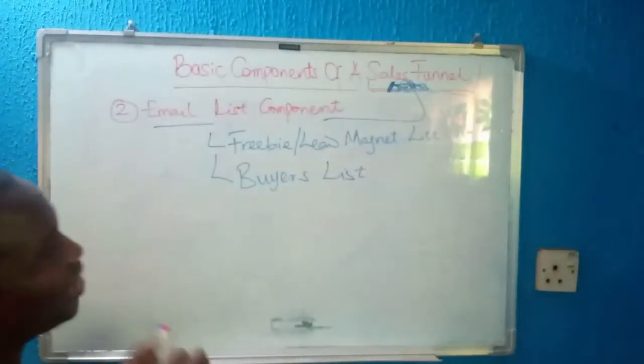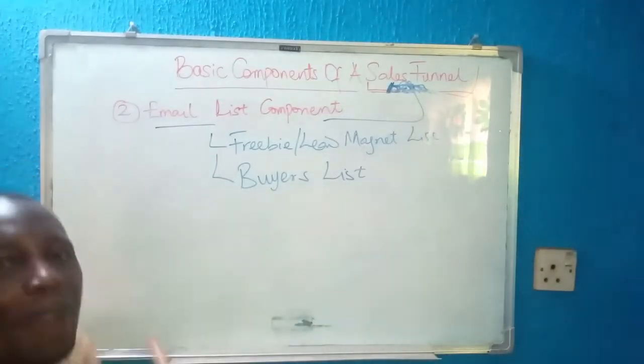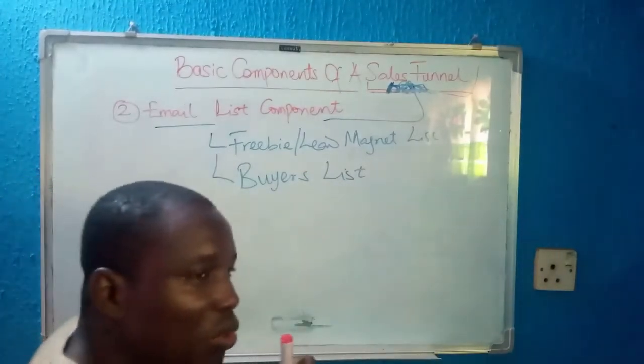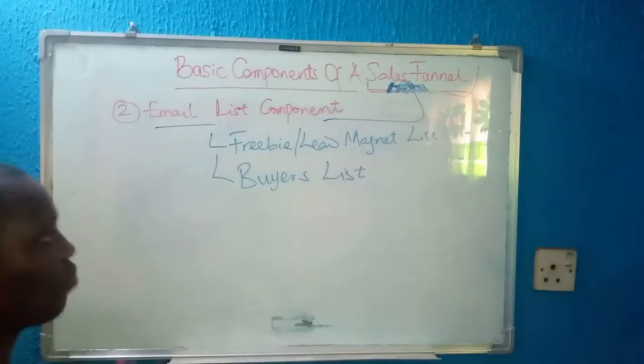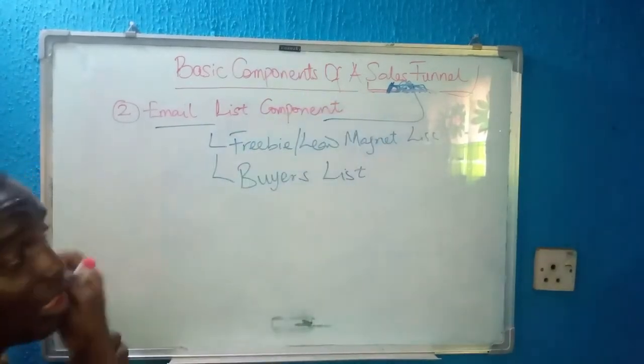So this email list component is an integral part of any sales funnel, because when people don't buy at a go, how do you keep reaching out to them in order to ensure that they become paying customers? So there are two parts to this email list component of the sales funnel.